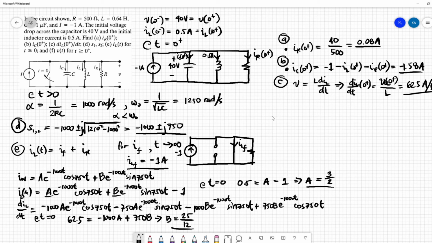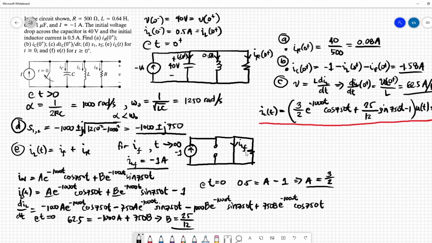So our complete response for IL of t is equal to 3 over 2 e to the negative 1000t cosine of 750t plus 25 over 12 sine of 750t minus 1, u of t amperes.